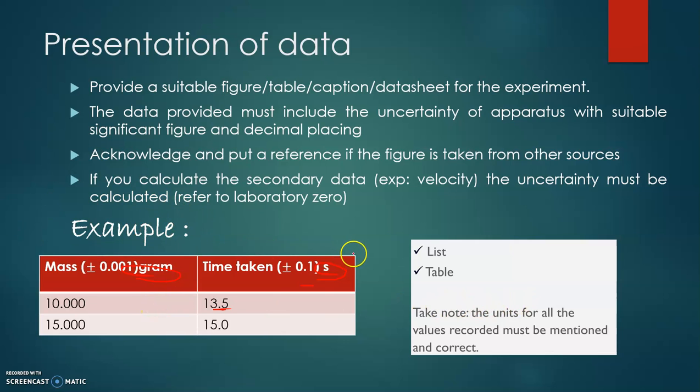Okay, so if you calculate the secondary data, for example, the velocity is equal to displacement over time, right? If you calculate the secondary data using this formula, the uncertainties of delta V must follow the rules of multiplication as stated in laboratory zero. So delta V over V equals delta S over S plus delta T over T.